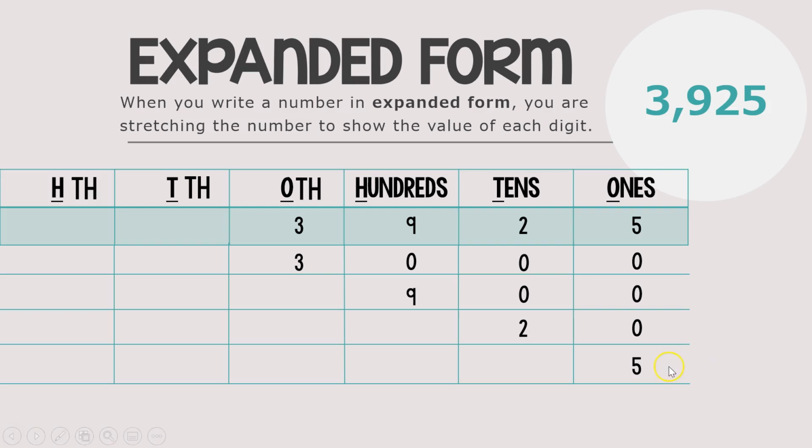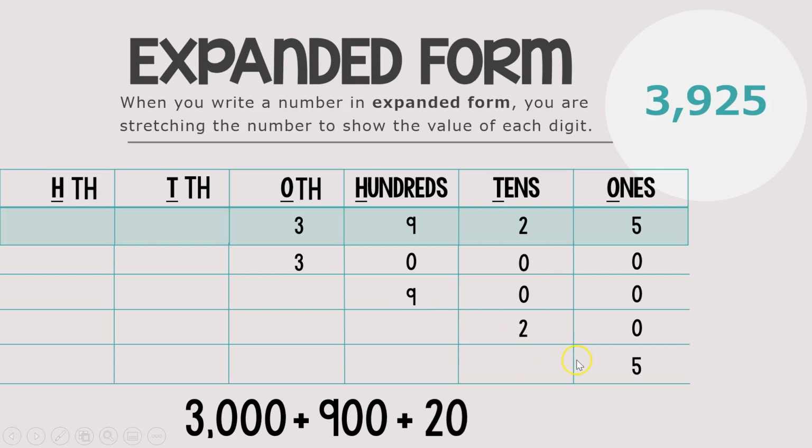So I'm going to start with my largest value, which is 3,000. Then I'm going to add 900. And then I'm going to add 20. And last, I'm going to add 5. Because when I add 3,000 plus 900 plus 20 plus 5, I get my number, 3,925.